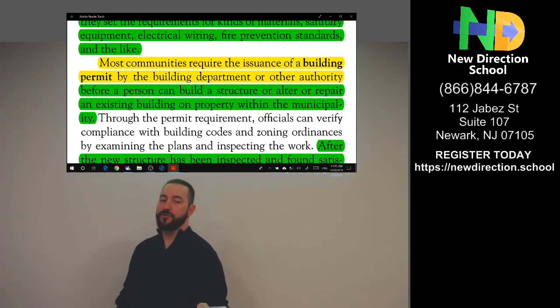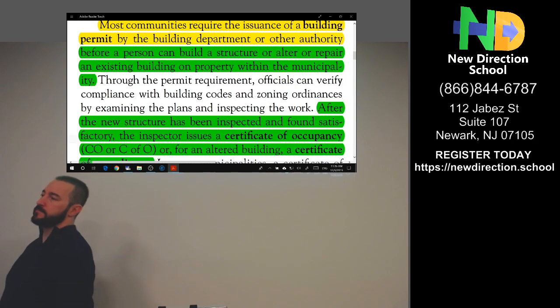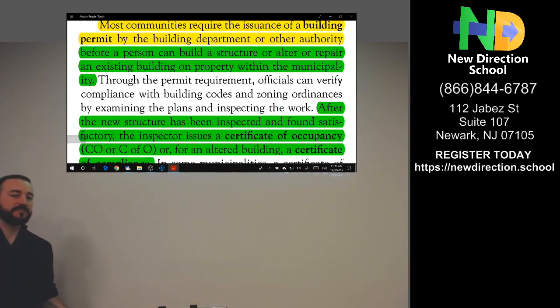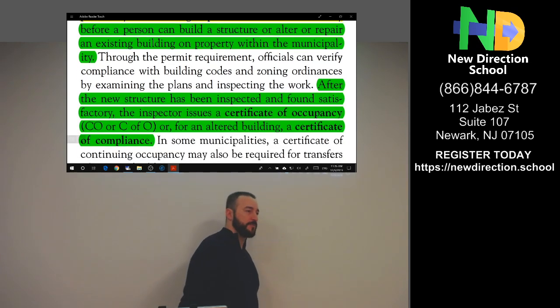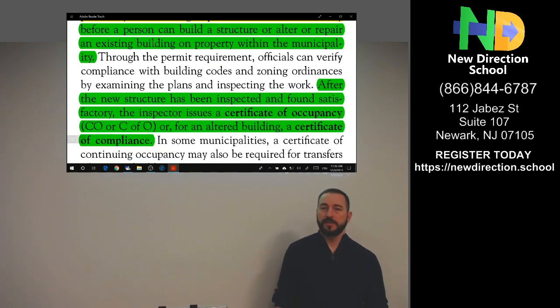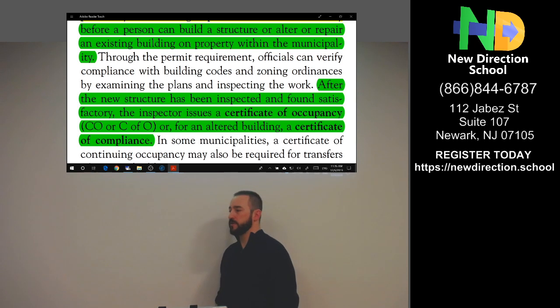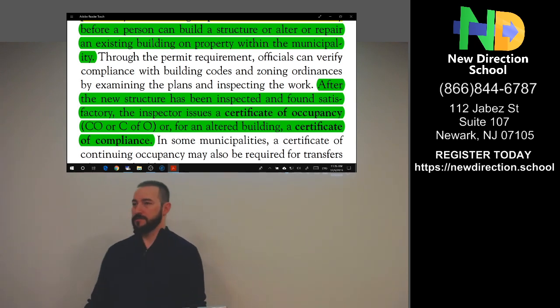After the new structure has been inspected and found satisfactory, the inspector issues a certificate of occupancy. We call it a CO, right? Or for an altered building, a certificate of compliance.